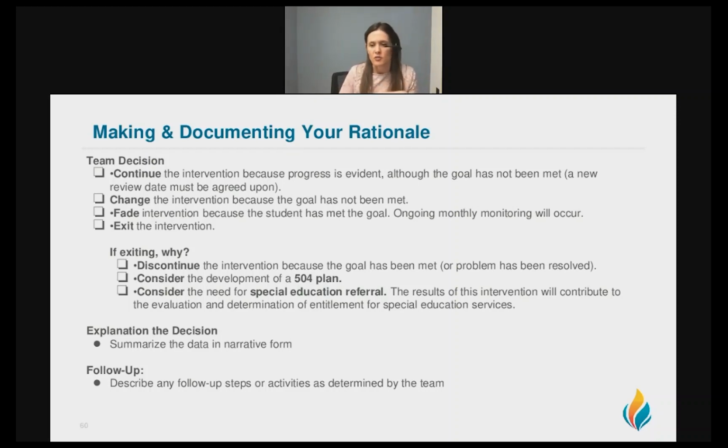fading it out. So you have all of these different things listed out, and you can use this as an example. But making sure that we're documenting why we're making the decisions so that when we come back later on, we can understand what was happening.